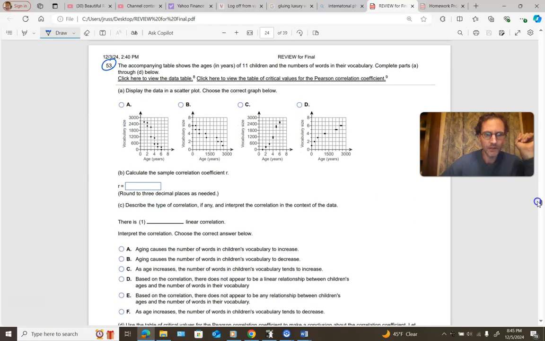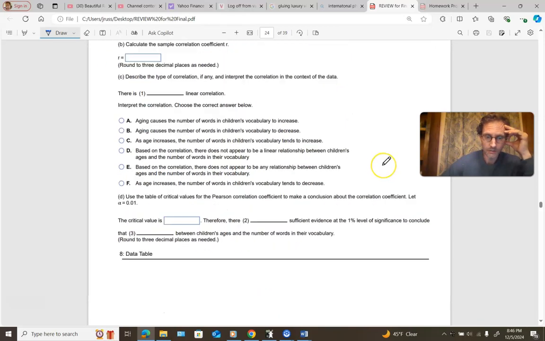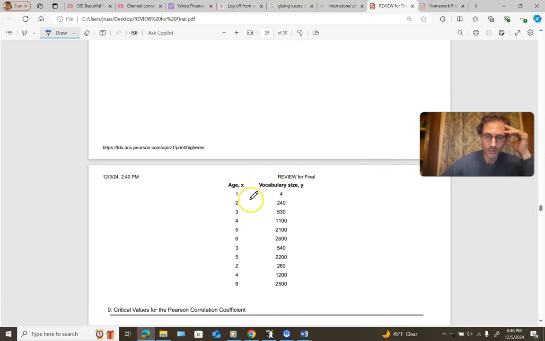All right, so 53. It says the accompanying table shows the ages in years of 11 children and the number of words in their vocabulary. And so the first thing we want to do is find the scatter plot. Well, guys, unfortunately, the data for me is on another page here.